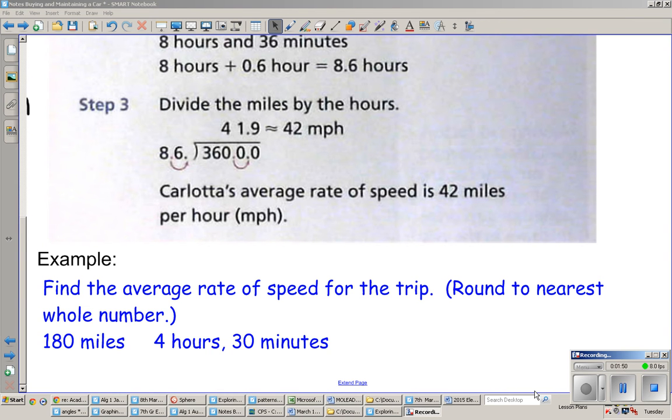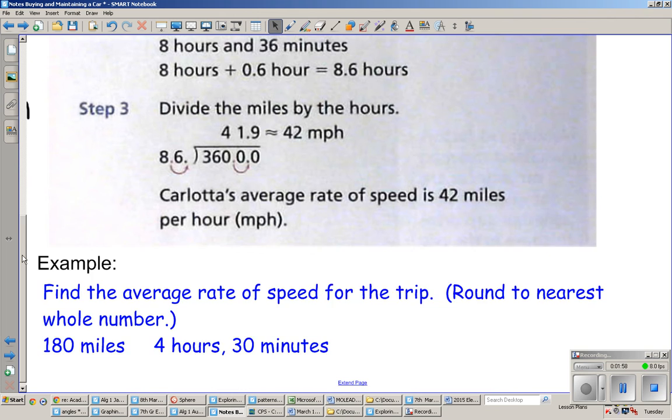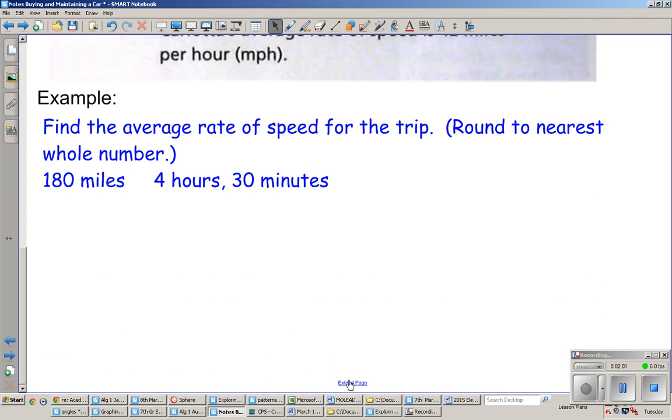Okay, let's try an example. Find the average rate of speed for this trip: we went 180 miles in 4 hours and 30 minutes. The first step is to convert our minutes into a decimal part of an hour. In order to do so, we're going to take 30 divided by 60, and we get 5/10. So our total time would be 4.5 hours.